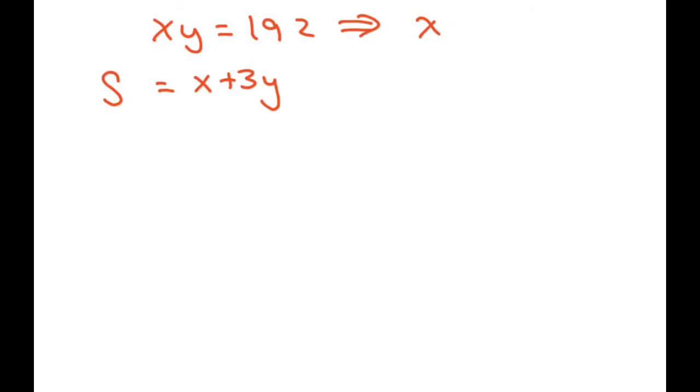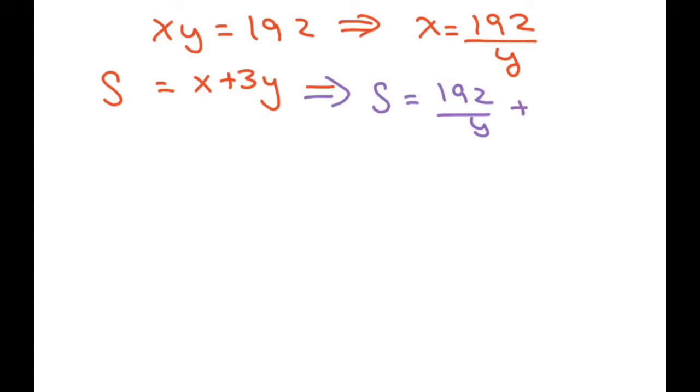Okay, the next one is similar. We have the product xy equals 192, and our sum equals x plus 3y. So we're solving for x. Right here we get x equals 192 over y. So we're going to substitute that in. So s equals 192 over y plus 3y.